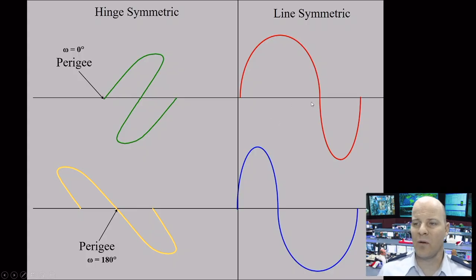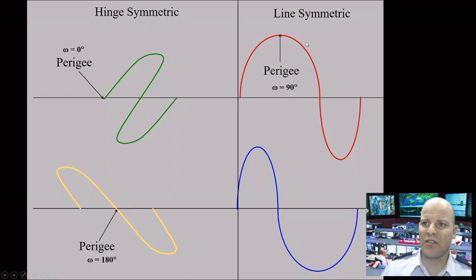What about in this case here where we have a line symmetry? Our perigee is going to be in this portion of our orbit here, covering the most ground from left to right. Here's where perigee is at. Here's our ascending node, so therefore it must be 90 degrees.